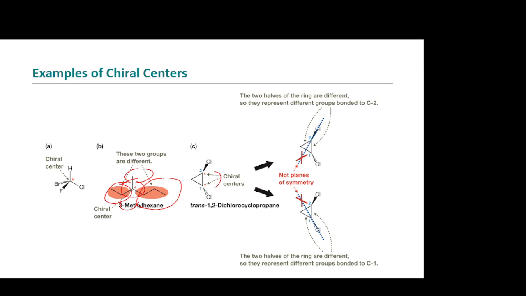Note if we look at the two different sides, on one side we have two carbons until we get to a chlorine right here. And on the other side we have one carbon until we get to a chlorine, right? And so you have 4 different groups on each of those carbons as well. Okay?